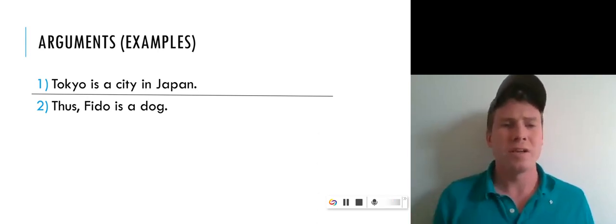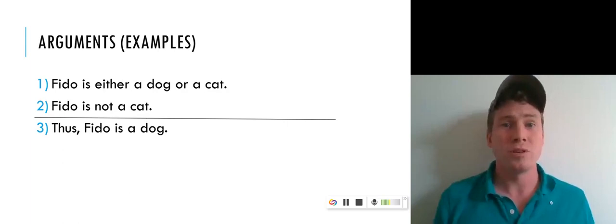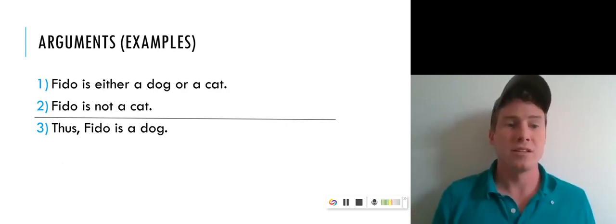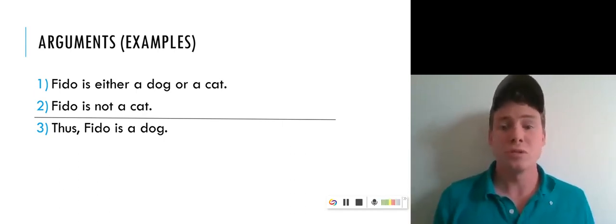Whereas in this Fido argument, the premises really do support the conclusion. Now, they might not be true. Maybe Fido is actually a dog, in which case the second premise would be a false premise. But assuming the premises to be true, they really do support the conclusion.